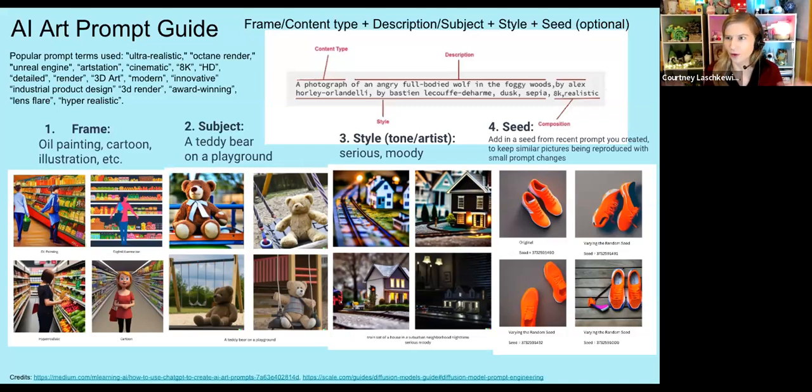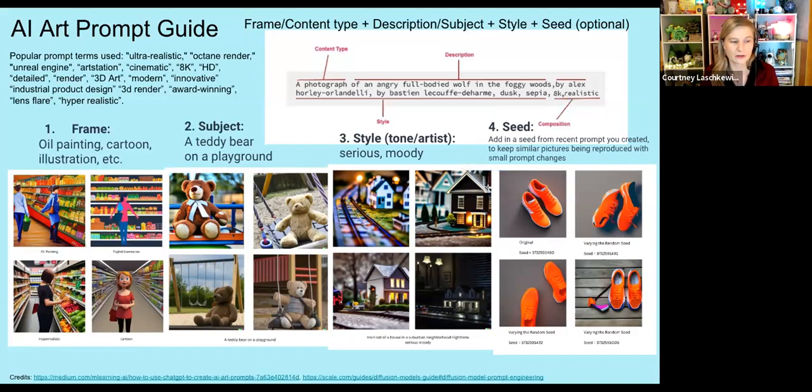Second is the subject. So what do you actually want an image of? Are we talking about your product? What type of photo do you want to generate? What is the actual context, the substance? So you can see examples here of a teddy bear on a playground. A teddy bear on a playground would be the subject. A style also goes into tone and the artist. So you could say in the style of Van Gogh. You can say serious, moody, so you can mention someone like Van Gogh, or you can go ahead and mention a particular tone. And then the seed.